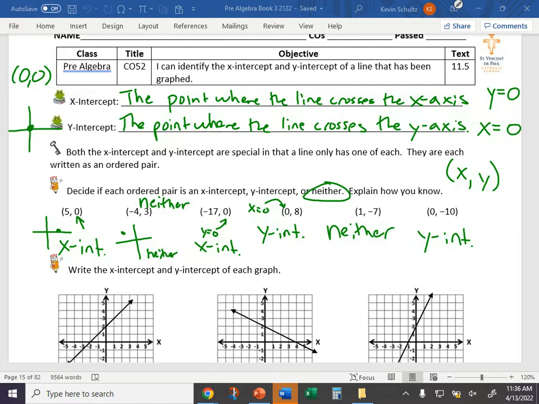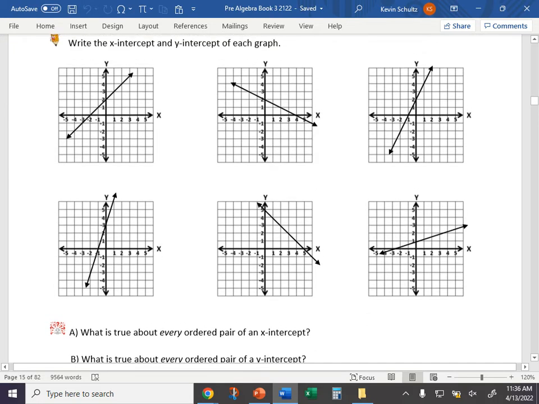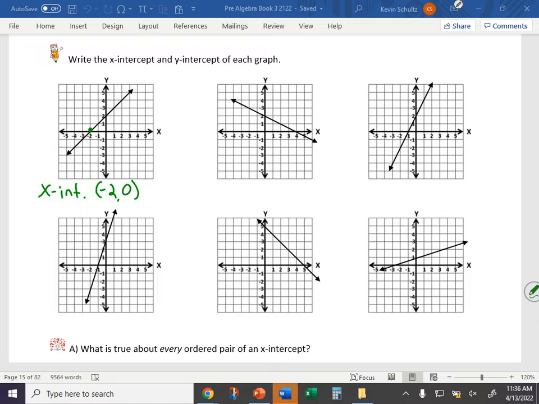We move down the page a little bit, and I give you the graph, and you write what the x-intercept and y-intercept of each one is. So for this first one, what is the x-intercept of that graph? Kylie? 2. We're looking where it crosses the x-axis, which is going to be here. Negative 2. Okay. And I do want you to write this as an ordered pair. So don't just write negative 2. Put the parentheses. Put the y value of 0. Okay. Write it as an ordered pair.